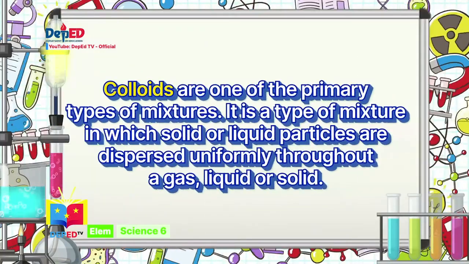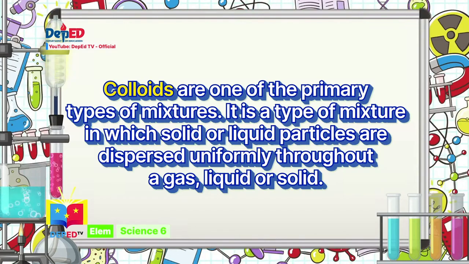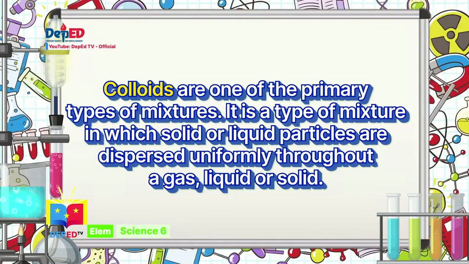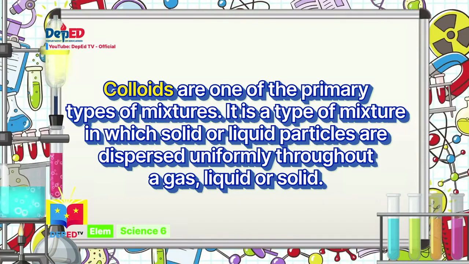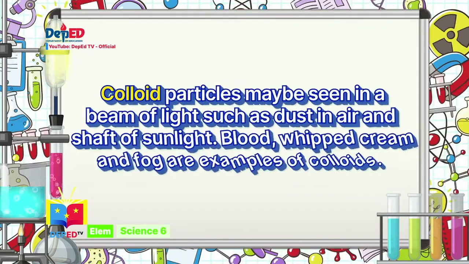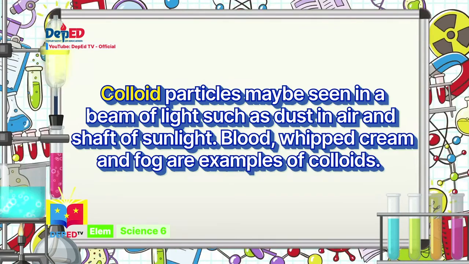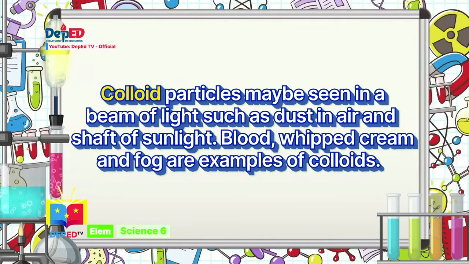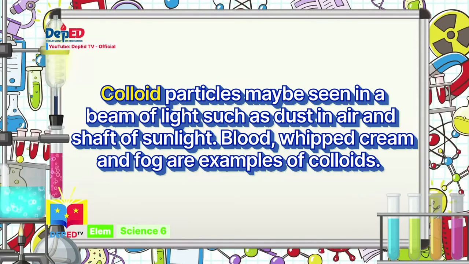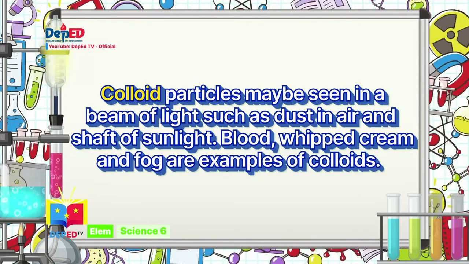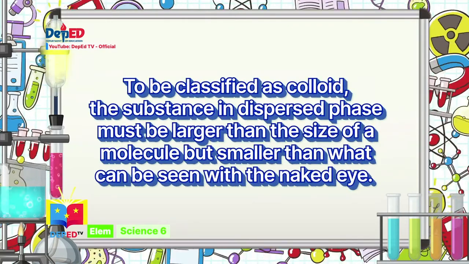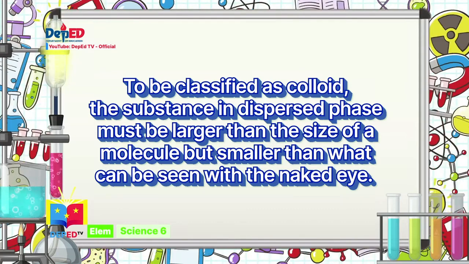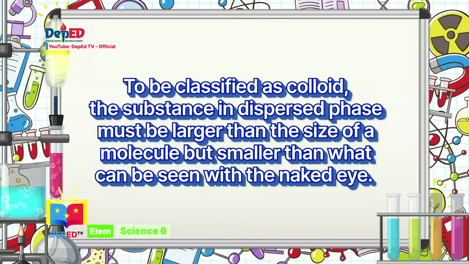Colloids are one of the primary types of mixtures. It is a type of mixture in which solid or liquid particles are dispersed uniformly throughout a gas, liquid, or solid. Colloid particles may be seen in a beam of light, such as dust in the air and a shaft of sunlight. Blood, whipped cream, and fog are examples of colloids. To be classified as colloid, the substance in the dispersed phase must be larger than the size of the molecule but smaller than what can be seen with the naked eye.